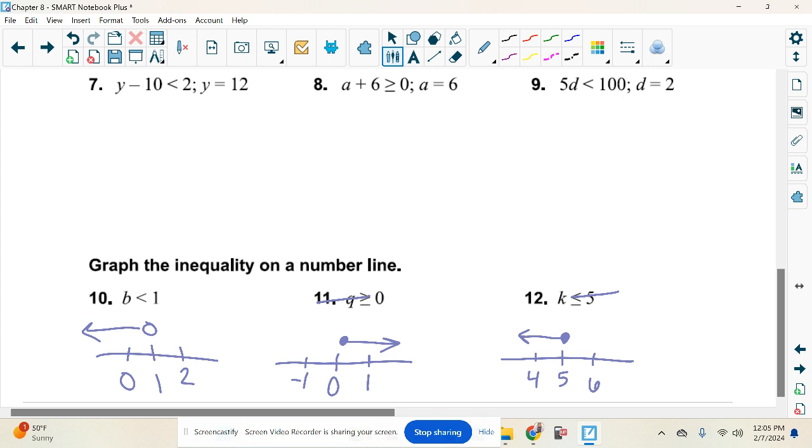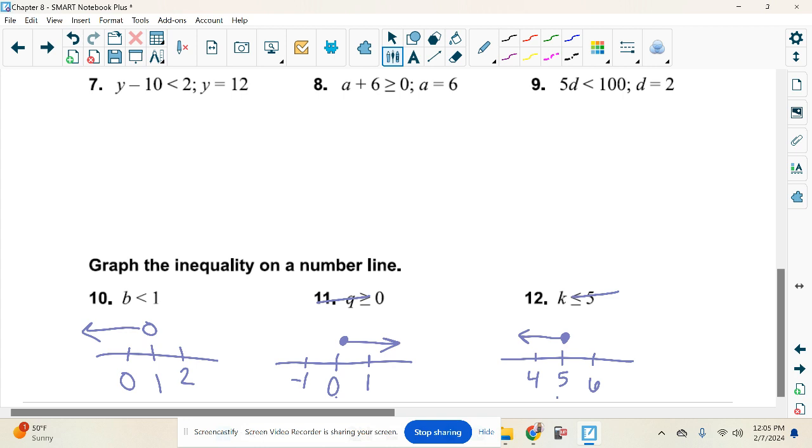So what could be an answer here? What could K be for number 12? 5 or 4 or 5 or lower. Anything smaller than 5. Okay? And number 11, what could be an answer?